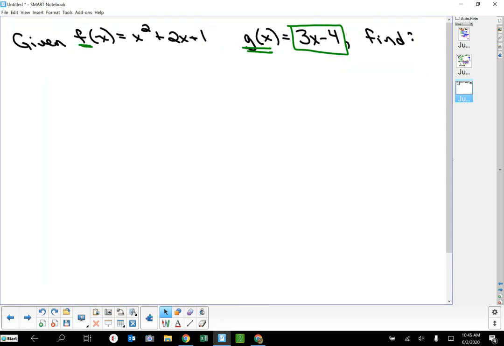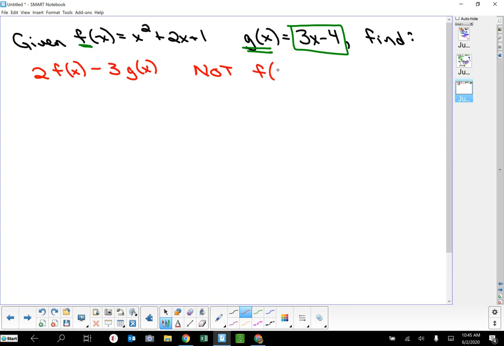All right, so there's our functions. There's what we need. And here's the next question. It looks like this. What is 2f of x minus 3g of x? So this is very different. This is not f of 2 minus g of 3. This one would have substitution when the number is in the parentheses. That's not the case over here.